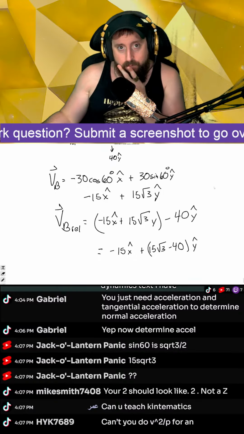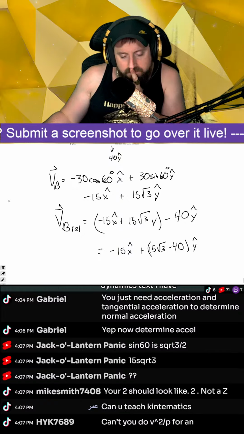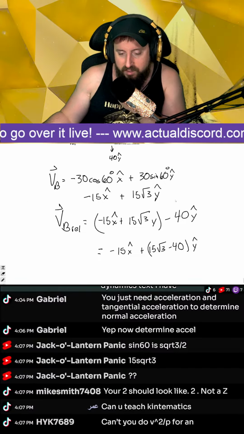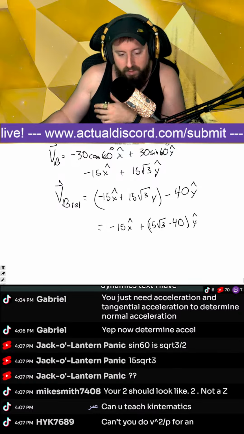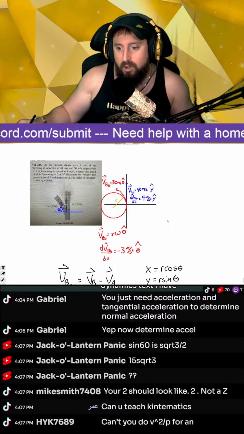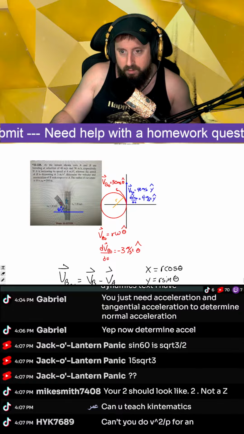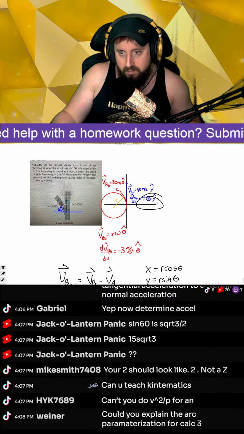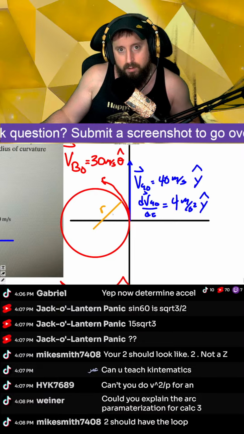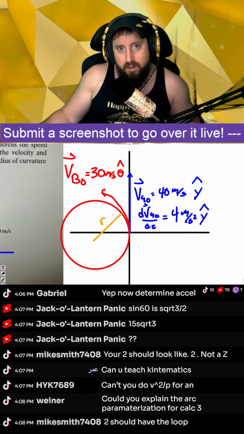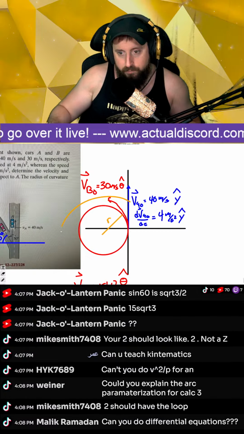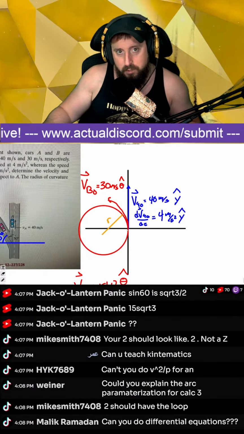Can you do V squared over R for acceleration? I think you can. Yeah, totally, because that's centripetal acceleration. Okay, whatever. So let's do the accelerations, right? Yes. So the acceleration of the thing moving straight, that's 4 in the y hat direction. But in order to do the acceleration for this thing, I can definitely do diffie q.